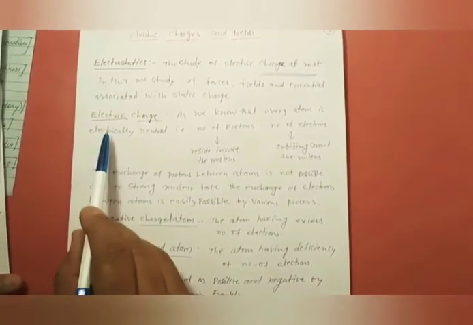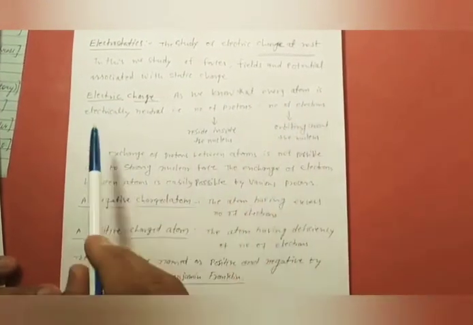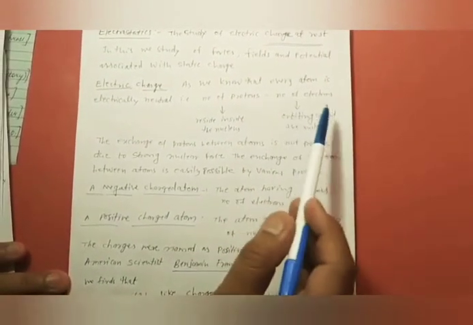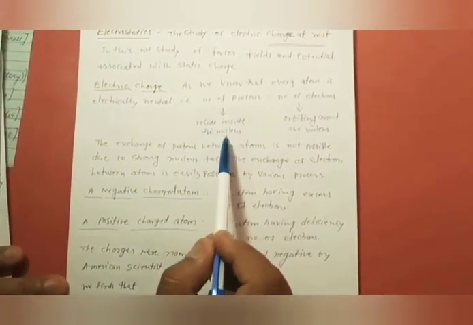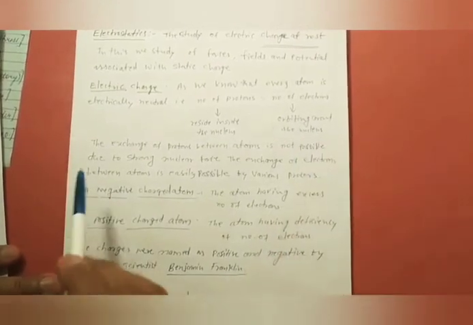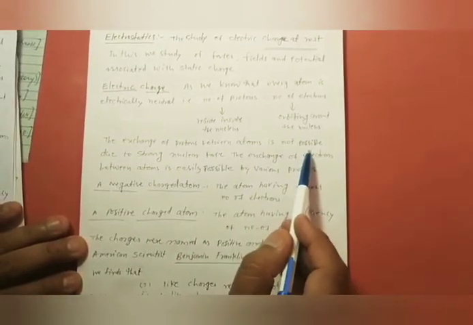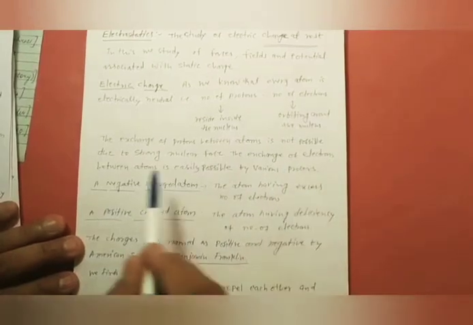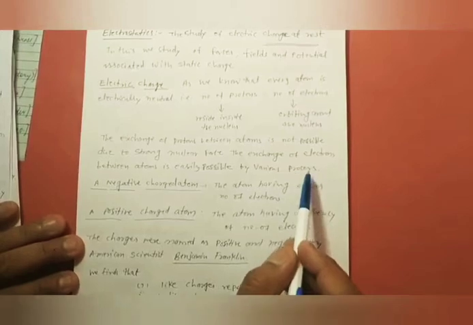Next, electric charge. What is electric charge? As we know, every atom is electrically neutral. Number of protons equals number of electrons. Protons reside inside the nucleus and electrons orbit around the nucleus. The exchange of protons between atoms is not possible due to strong nuclear force, and the exchange of electrons between atoms is easily possible by various processes.